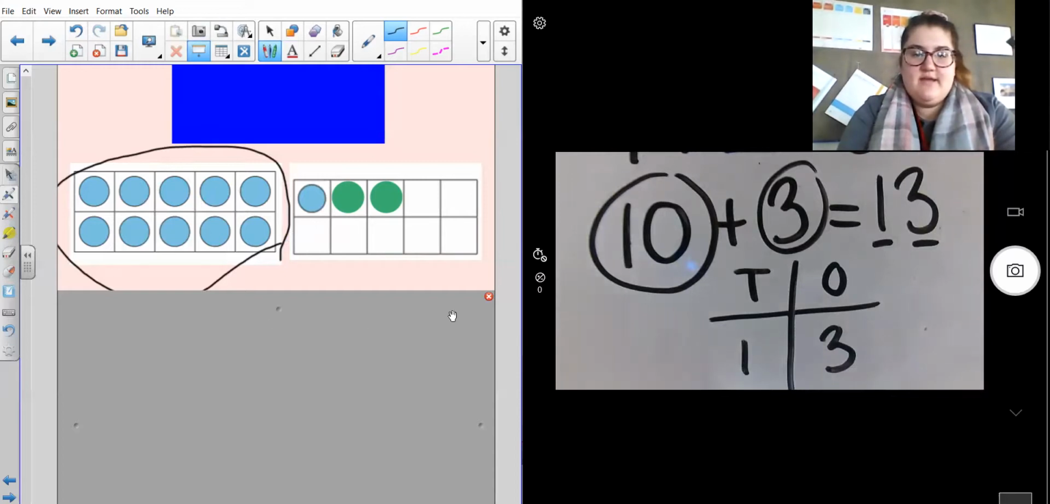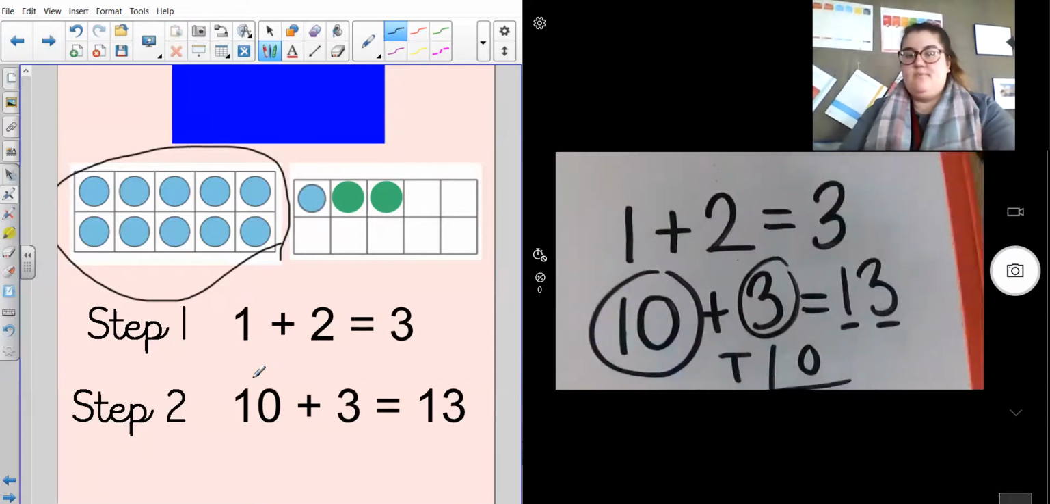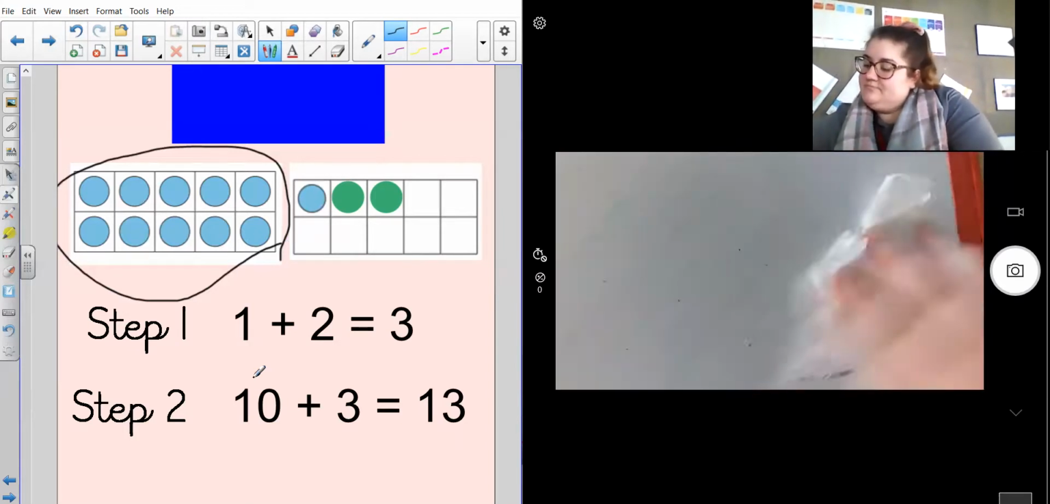See if we got it right. So let's move the camera up a little bit. 1 add 2 is 3. Yep, we've added the ones first in step 1. And then step 2, we've added the tens. 10 add 3 is 13. So we got that one right as well.